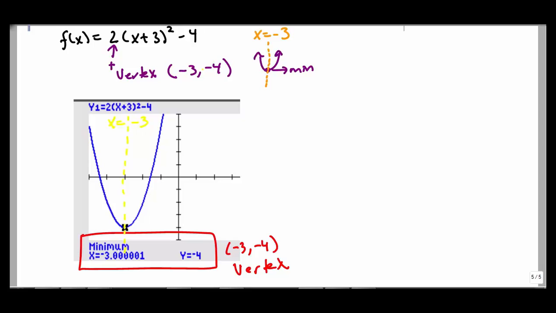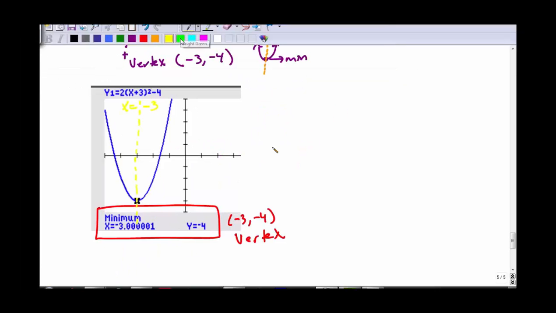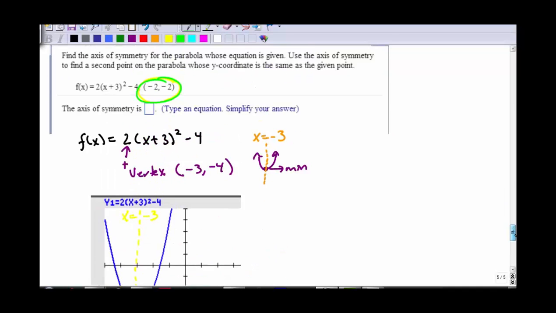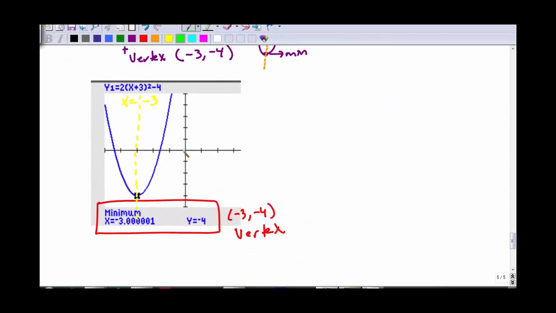It says, find the axis of symmetry, and it says, use the axis of symmetry to find a second point on the parabola whose y-coordinate is the same as the given point. So for our example, they give us the point from right here. Now the given coordinate that they give us to work with is right up here, and it's the coordinate -2, -2. So let's go ahead and plot that point on our graph. So if we go over -2 in the x direction and -2 in the y, that puts us right here.